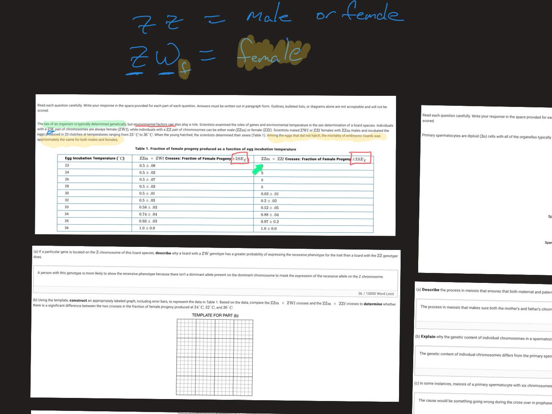Now, when you cross a ZZ male, which can be male or female, in this case male, with a ZZ female, so ZZ female, right? You have 0% plus or minus 2, 0% female until you get to 30 degrees, and you end up with 100% female at 36 degrees.